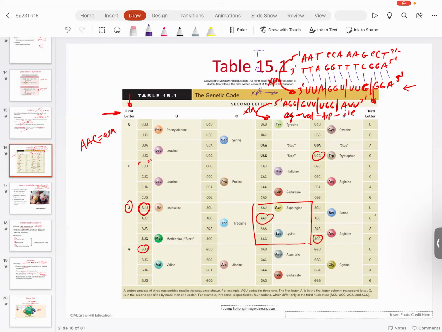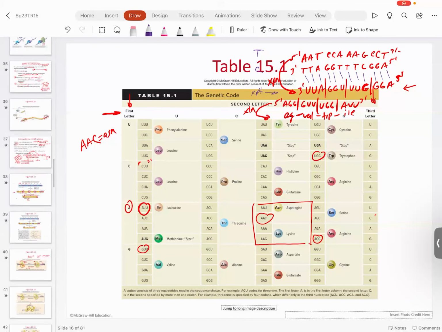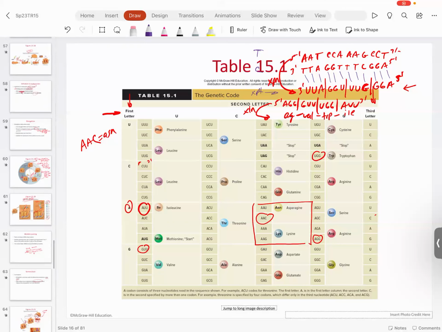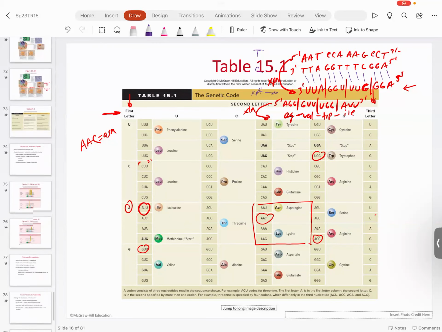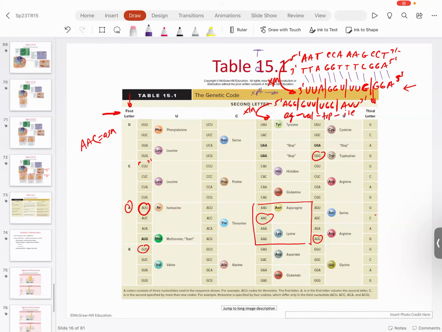I thought so. Yeah, I just wanted to go ahead and make sure. But you'll see that terminology, like coding versus template strand, and a lot of times that throws students off, and they're like, "Wait a minute, what is that?" And that's what we're talking about.